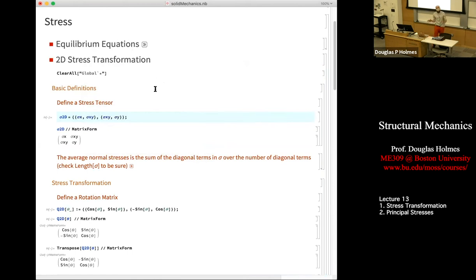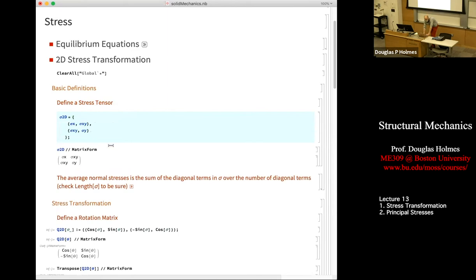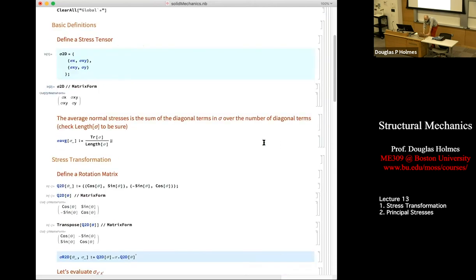We're going to do this in 2D first because we already did 1D rotations. We're working on 2D rotations. So we define a 2D stress tensor. Remember, this is kind of like each row. Probably looks better if I write it like that: sigma x, sigma xy, sigma xy, sigma y. Here's my 2D stress tensor. I called it sigma 2D. If you like, you can look at what this looks like. Looks like a tensor. We'll run this.